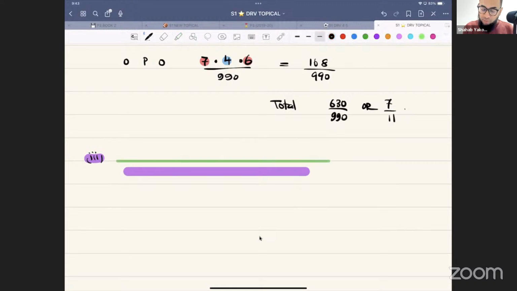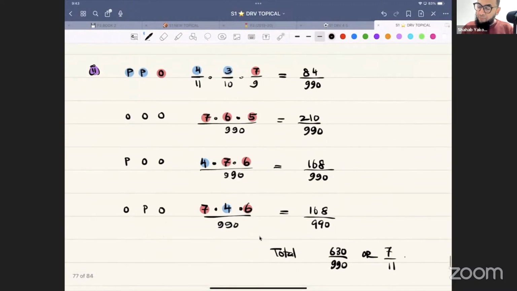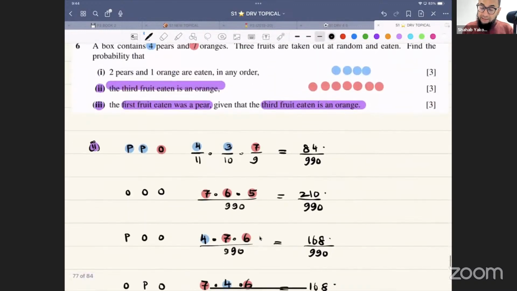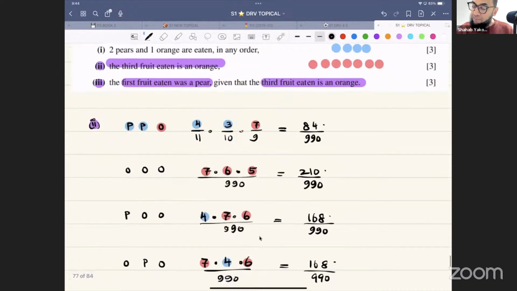So your denominator is the answer of part 2. That is made up of 4 things: 84, 210, 168, 168, and of course, it's divided by 990. The numerator is the first fruit eaten was a pear.